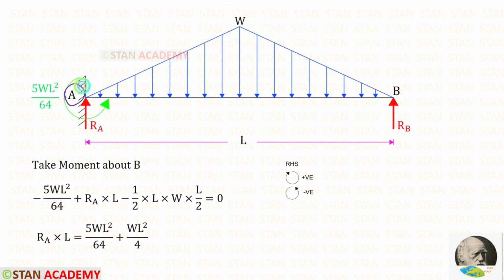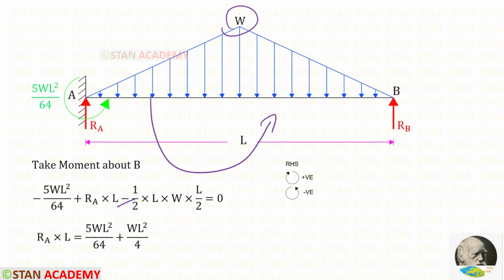Now from point A, let us take a moment about B and find RA. In this case, we have to follow the right hand side rule. Clockwise will be positive and anti-clockwise will be negative. RA is acting in the clockwise direction, so it will be positive and the distance is L. MA is acting in the anti-clockwise direction, so it will be negative. The uniformly varying load is acting in the anti-clockwise direction, so it will be negative.